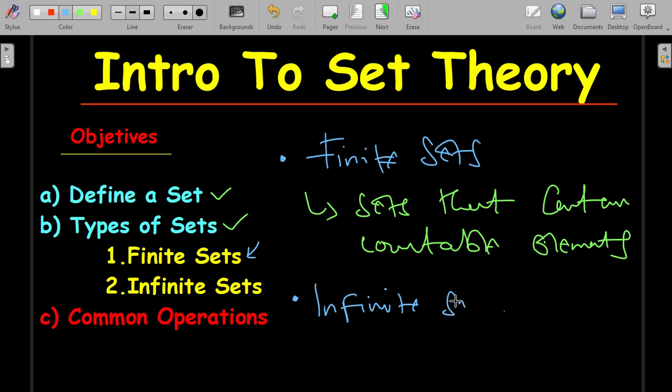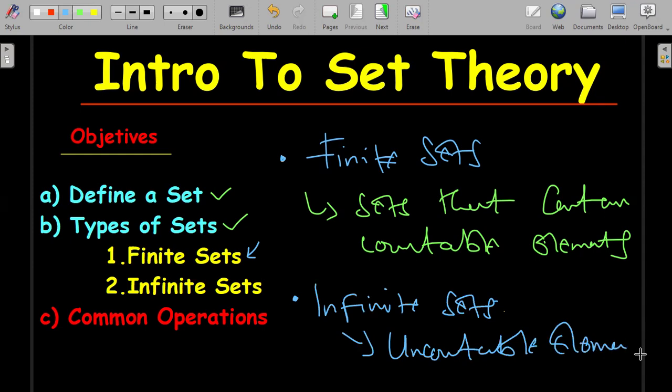Okay, so infinite sets, these are sets that have uncountable elements. You can't count how many elements or members are in that set. You will just have where they start from and where they end, but you won't have an exact number of how many elements are in that set.